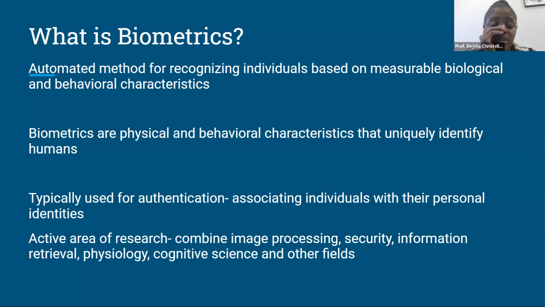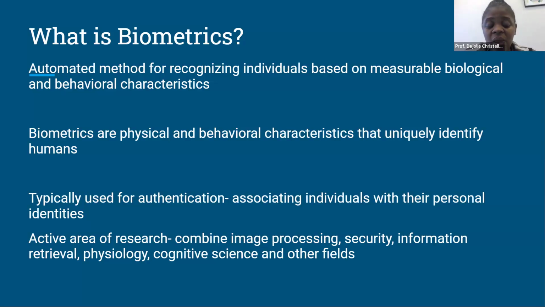Who wants to read the third? What are they used for? Typically used for authentication. Yes. Associating what? Individuals with their personal identities. Okay. So you guys have a definition already. You have a sense of what it's about, right? It's associating Alicia with what? Their personal identity. It's associating me or all of us with our personal identities.